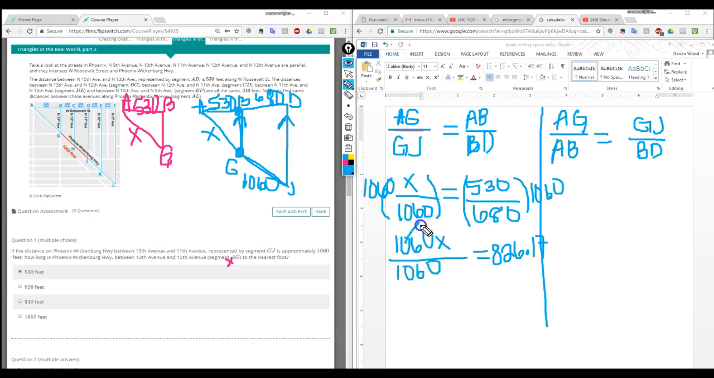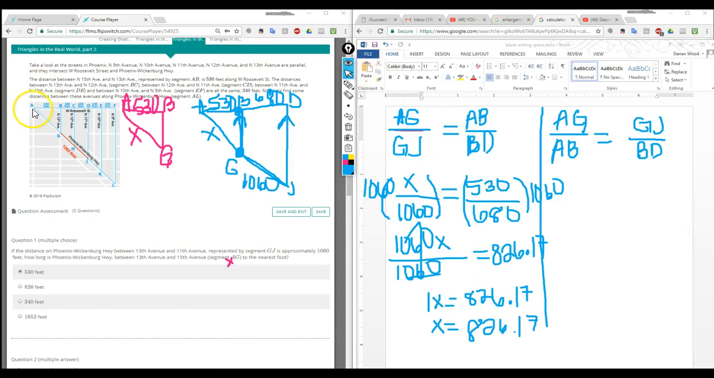1060 divided by 1060 is 1. So I have 1x equals 826.17. And in math, by tradition, I guess, we write 1x most often as just x. So we have x equals 826.17, which we found the length of it.